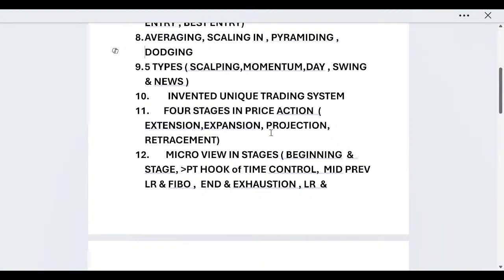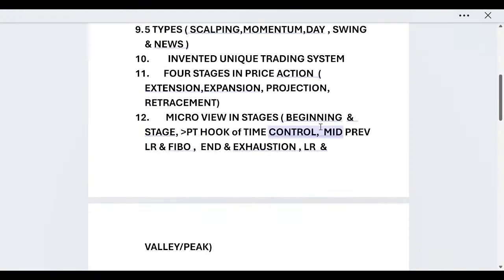Then within those 4 stages, we have what we call a micro view. Meaning for instance, if the price is in extension mode on the 120 minute, then when we look into a micro view, we need to have the beginning, then the medium, the mid range, and the final. So that would help you to decide your final target, so that you can trade with confidence at all times.